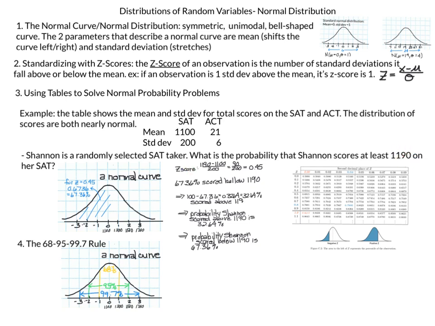The z-score is her score 1190 minus the mean 1100, and on top we get the 90. Again, that's the number of points she is above the mean, but now to convert it into standard deviations, we divide by the 200, the standard deviation. So now we get 90 divided by 200 is 0.45. As we said, it's nearly half a standard deviation above the mean.